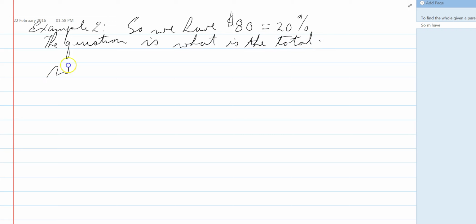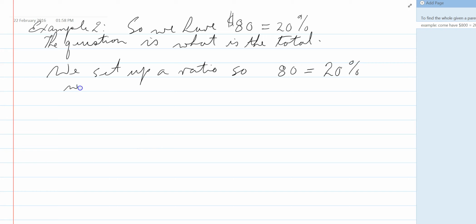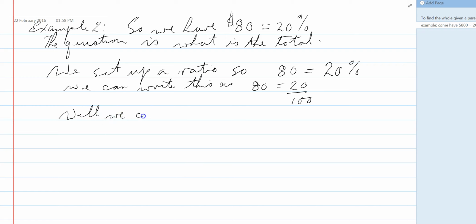We set up a ratio. So $80 is equal to 20%. We can write this as 80 is equal to 20 over 100. Well, we can complete this now. We complete this as a proportion.